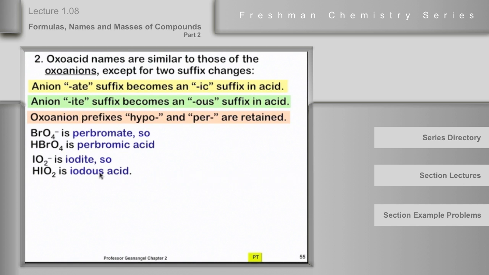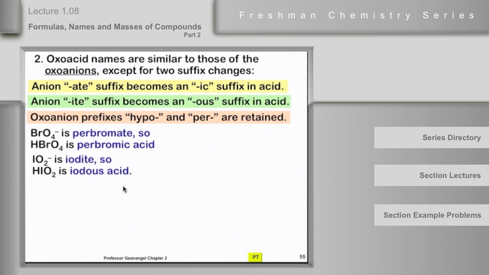Questions on those? So now, yes? I'm naming the oxoanion here. I have to look at that, so I'm giving you the formula for the oxoanion, because the number of negative charges there tells you how many hydrogens to add. That's why I put it there. Other questions?